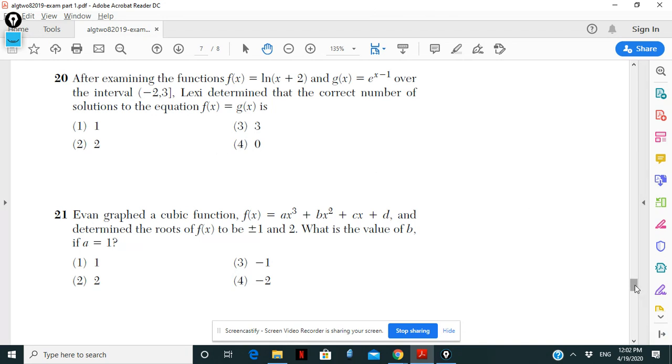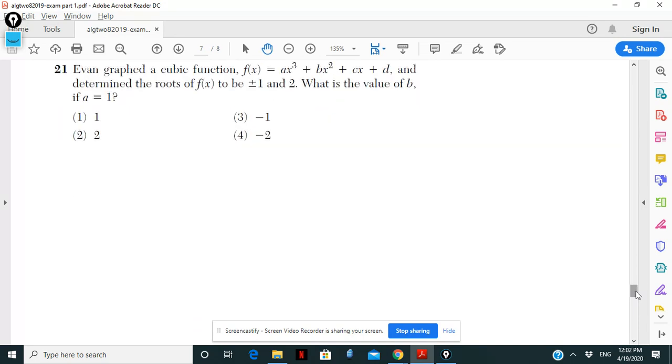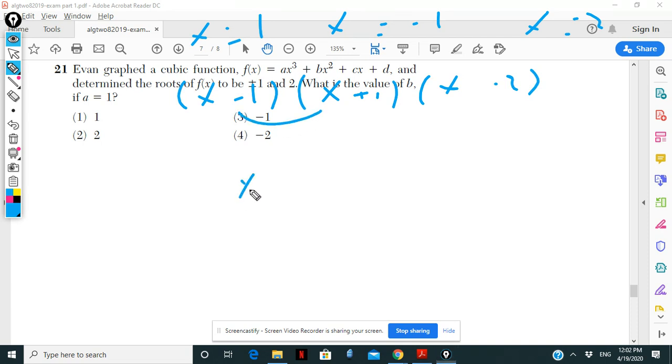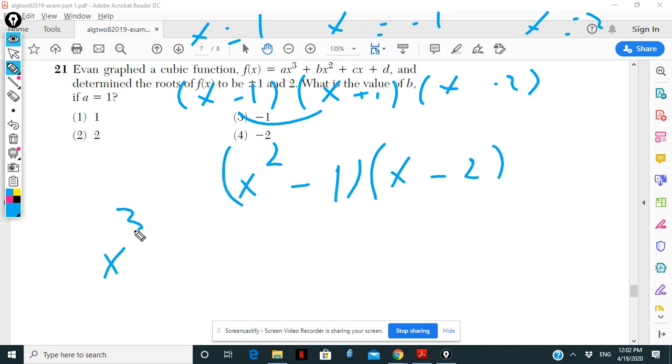Question number 21. Now, if the zeros are +1, -1, 2, and you want to determine the value for b. So I'm going to say that x is 1, x is -1, and x is 2. I'm going to factor them back. So that's x minus 1, x plus 1, and x minus 2. Now I'm multiplying x squared minus 1 by x minus 2. Expanding that, x cubed minus 2x squared minus x plus 2.